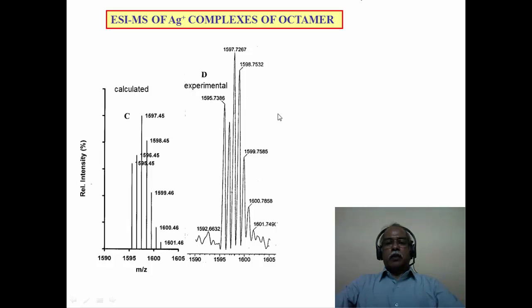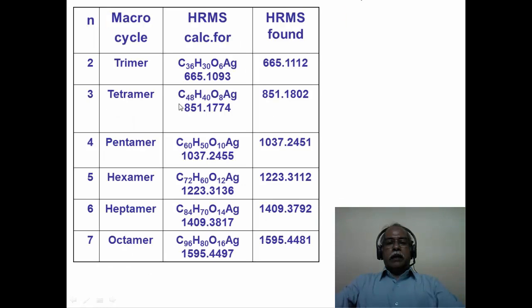So essentially the entire range of oligomers in these cyclic oligomers was successfully analyzed using electrospray ionization mass spectrometry, using silver ion to form an adduct with the substrate so that it can be easily analyzed in this case.